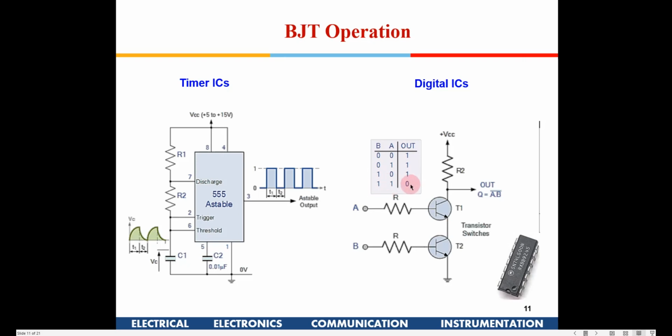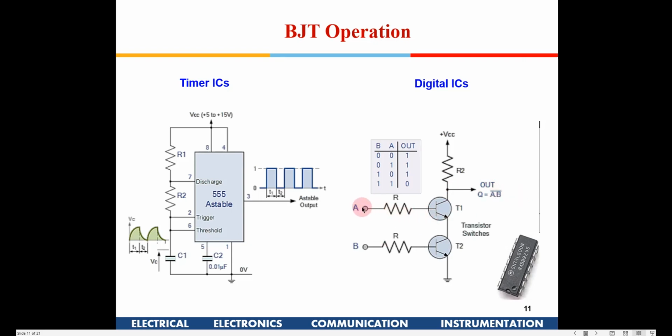Okay, it will be 1, that is AND. If this and this both are 1, the output is 0, since it is inverted, and that is what it is called as a NAND gate, and NAND is a universal gate. With NAND you can synthesize any function. So with transistors also we can synthesize a NAND gate.